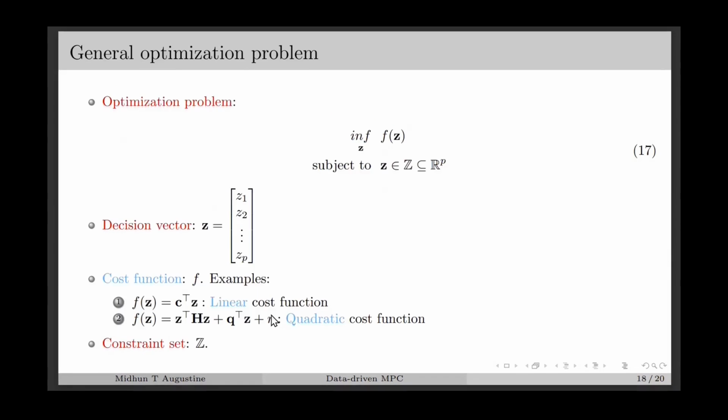Next, we briefly recall the definition of an optimization problem. In general, an optimization problem can be mathematically represented as in equation number 17, where our objective is to find the optimal value of the decision vector z, which minimizes this cost function defined by f. Here, this set Z denotes the constraint set, and this cost function can be a linear function such as C transpose z, and it can also be any nonlinear function.